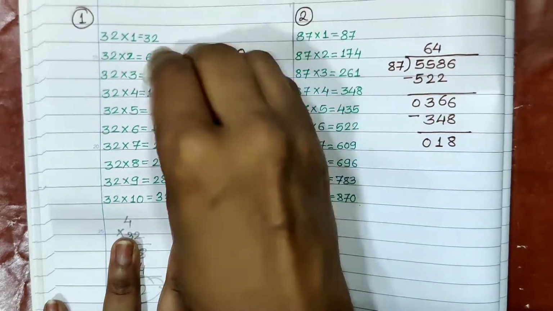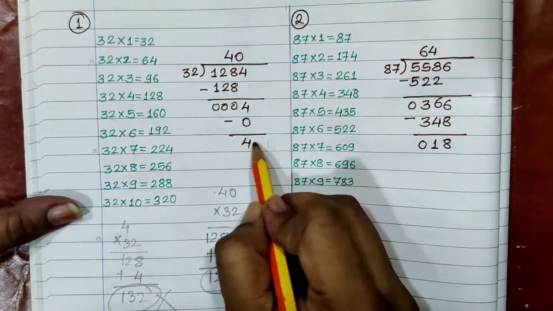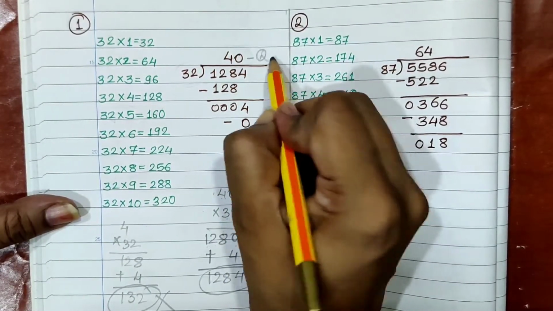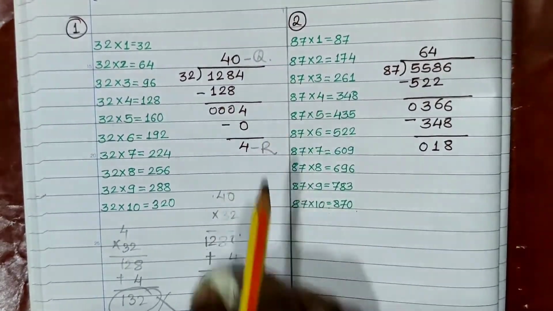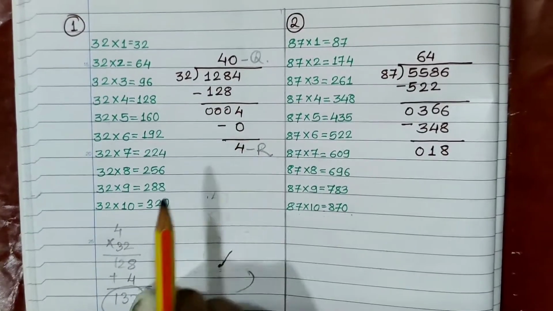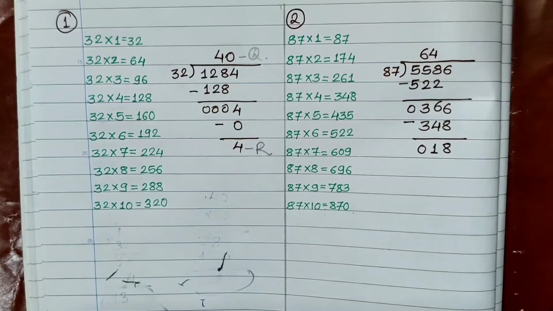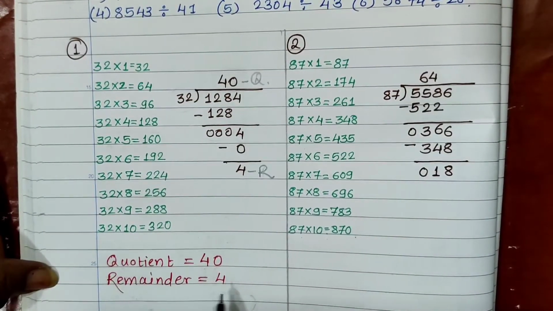So this is my correct answer. Here 4 is remainder and 40 is the quotient. So we have to write quotient and remainder. So here in the end you can write quotient and remainder. I am going to erase this rough work, and I will be writing quotient and remainder below here. So in this way I have written quotient is equal to 40 and remainder is equal to 4.